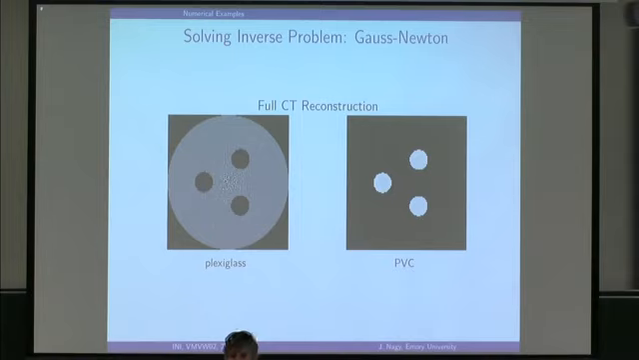Since you have multiple channels in spectral CT, would it make sense to try to use some structural similarity across channels? It might. We haven't done that, but I think it would be interesting to try.